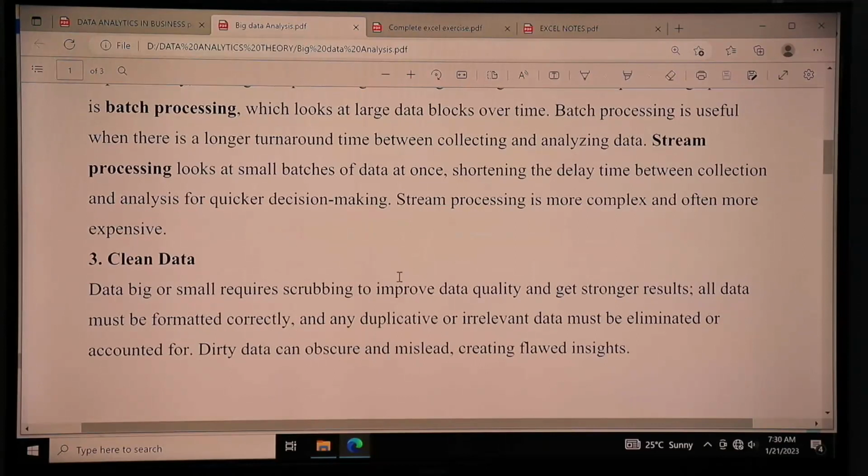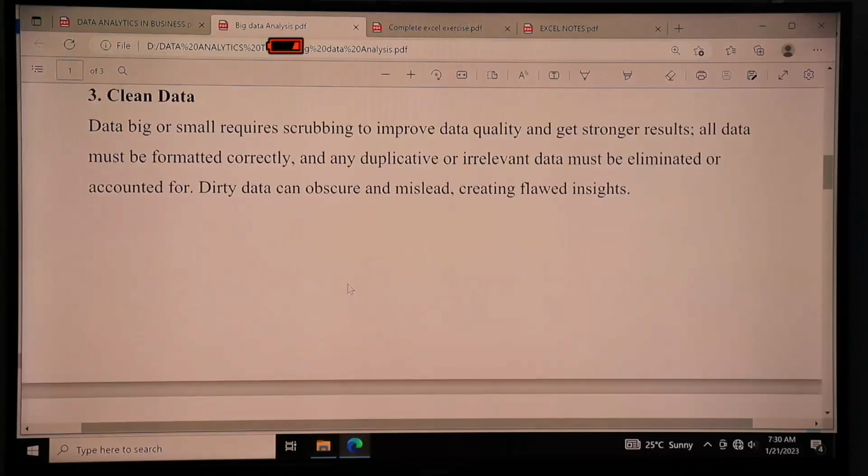Sometimes data may have errors or duplicates, or sometimes data may have irrelevant information. So it also involves data cleaning, a process whereby you refine the data by removing unnecessary records.